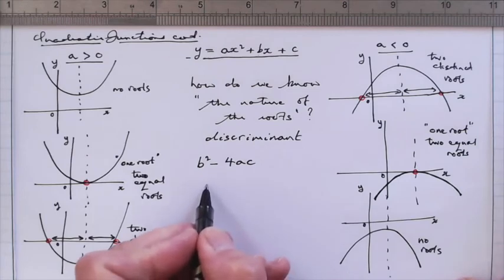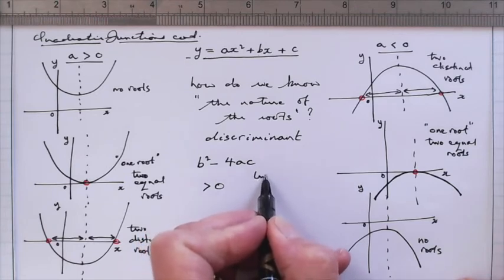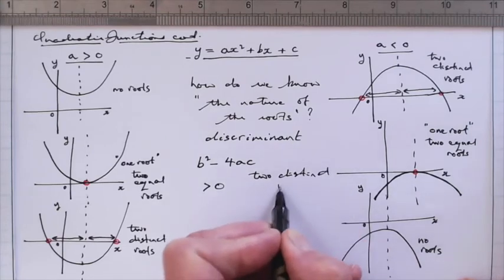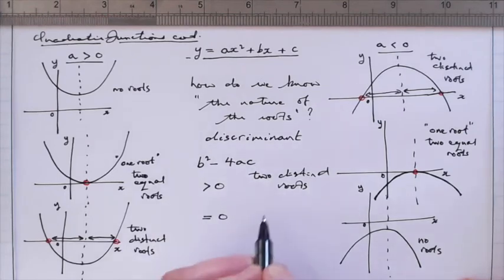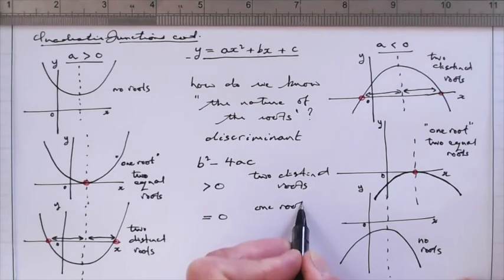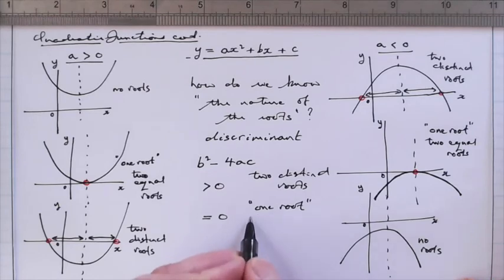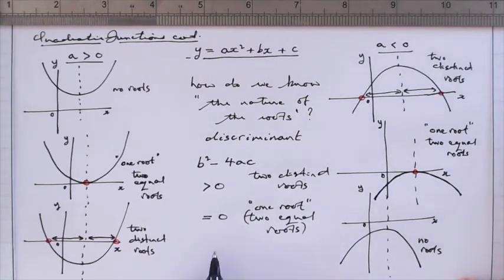If this is positive, then you will have two distinct roots. If it is 0, you will have one root, or let me say "one root" in quotation marks, because I know in Scotland that's not something that you would get marks for. You have to say two equal roots. And finally, if it's negative, there are no roots.